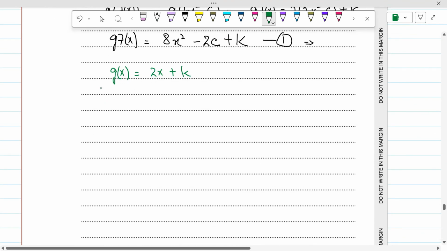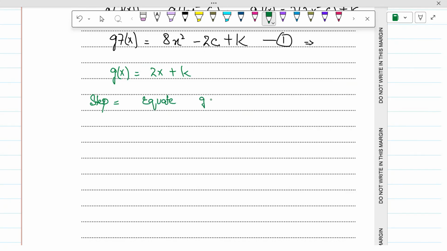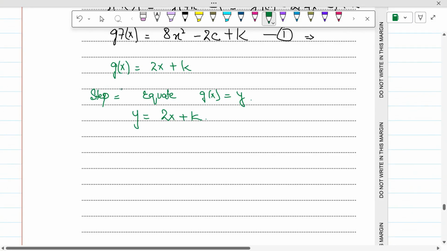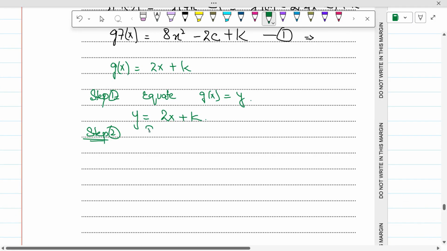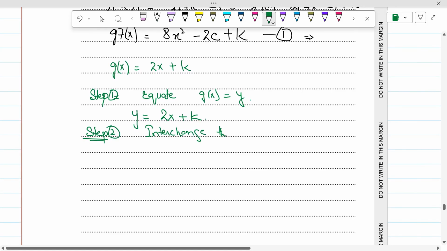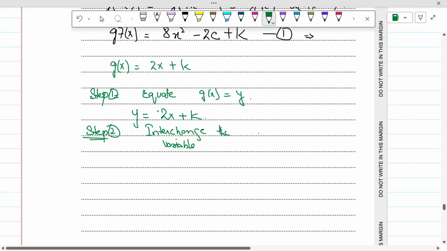To find the inverse of g, first we apply step 1, which is to equate g of x as y. So g of x is equal to y, which is equal to 2x plus k. This is step 1. Step 2, interchange the variables. So x is equal to 2y plus k.